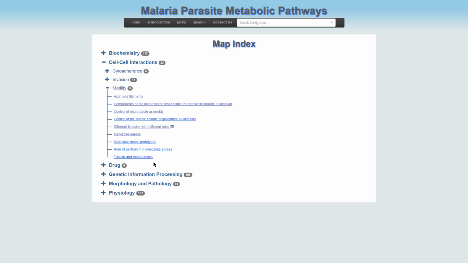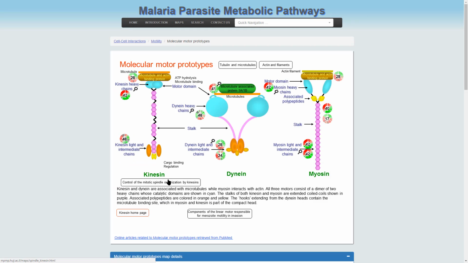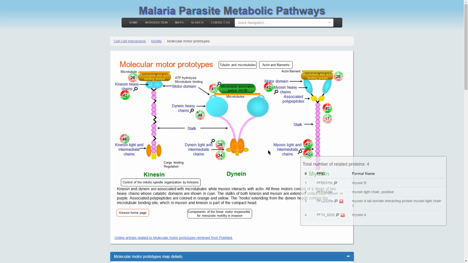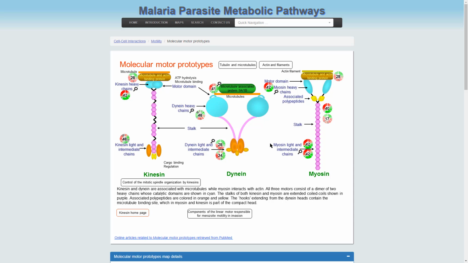important things like molecular motor prototypes, which show the kinesin, dynein, and myosin, and all their different structures, which are encoded by parasite proteins.